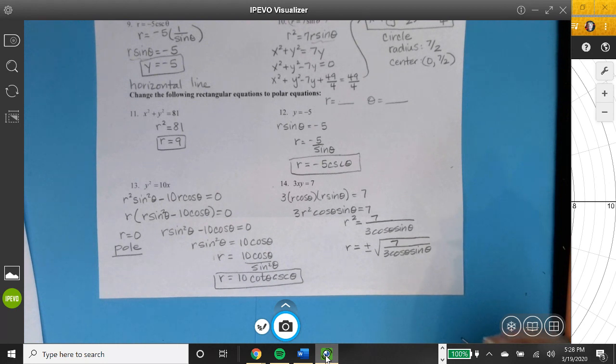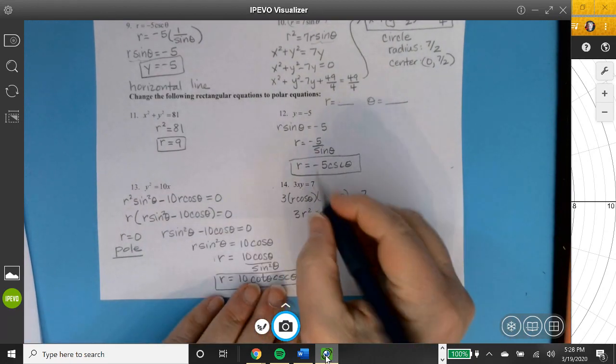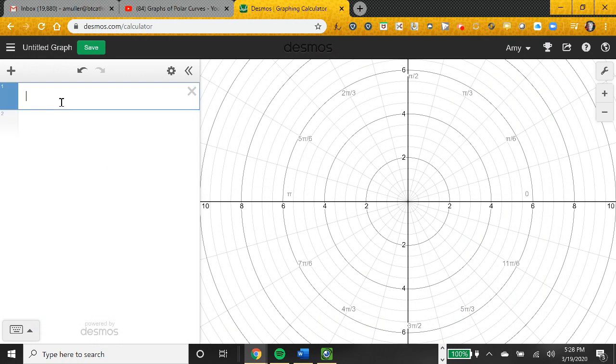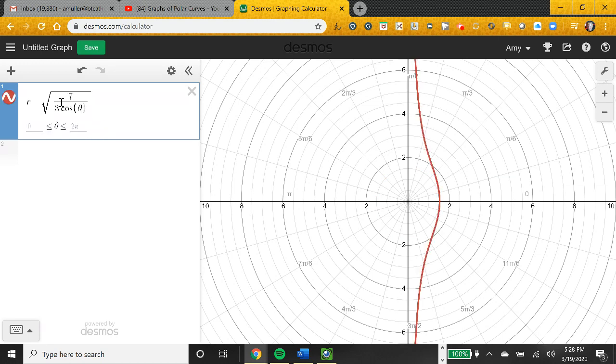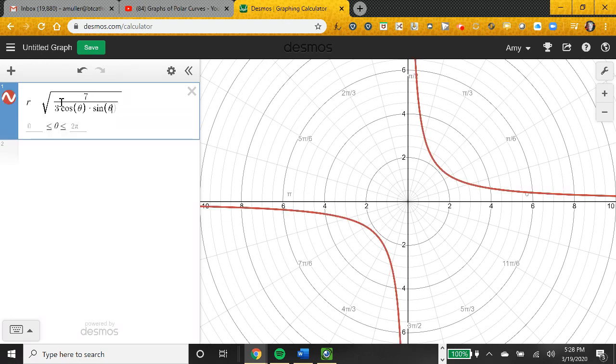Okay, now you might be asking, well, gosh, what does that look like? Well, this right here, believe it or not, is a family of hyperbolas. This is a hyperbola. And I do have Desmos open just on the off chance that we might want to see what one of these looks like, okay? So let's do this. Let's say r equals the square root of 7 divided by 3 cosine of theta. Whoops, I can't type theta. There it is. I'm lost without my driver. Right? And so it is a family of hyperbolas.